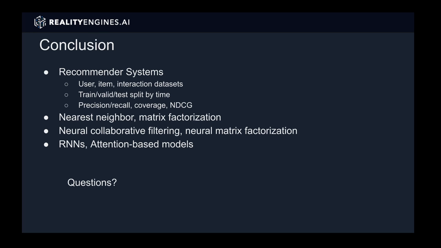Okay, so that's all I have for the intro to recommender systems. So I talked about the problem setup, I talked about some baselines, including nearest neighbor and matrix factorization, and then some non-temporal deep learning approaches like collaborative filtering and neural matrix factorization, and temporal approaches such as RNNs and attention-based models.